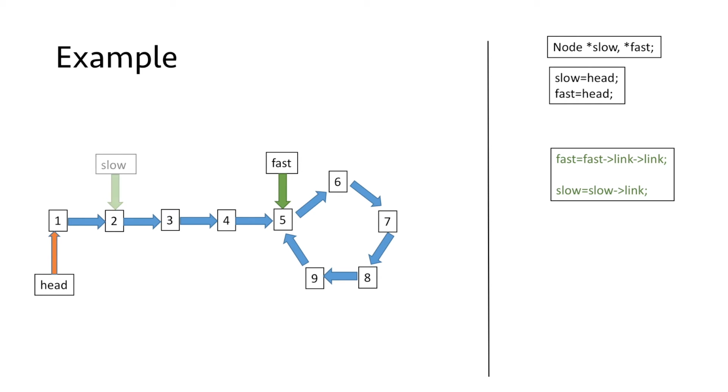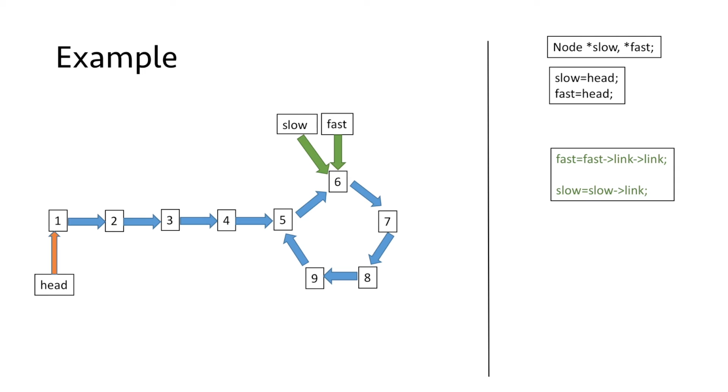Then we move our slow pointer by one node and it reaches 3. Then again we move our fast pointer and it reaches 7. Then we move our slow pointer and it reaches 4. Then again we move our fast pointer and it reaches 9. And our slow pointer reaches 5. Now when we increment our fast pointer, it reaches 6. And then when we increment our slow pointer, it also reaches 6.